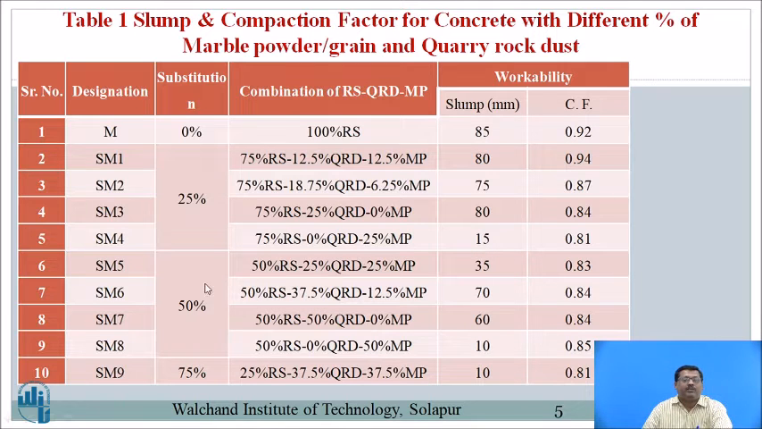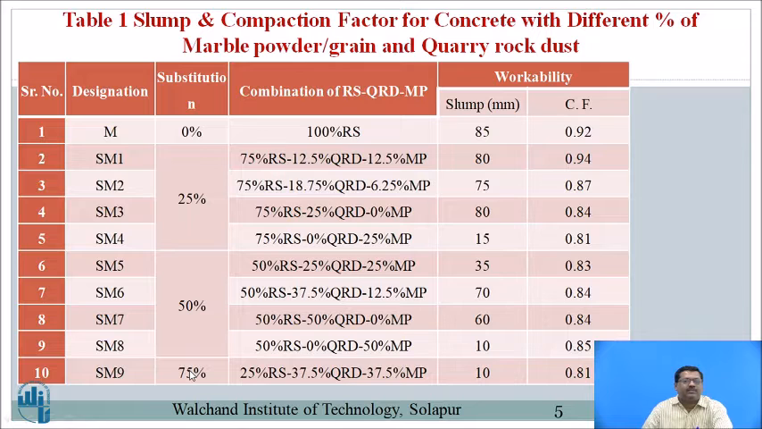Let us go for the 50% substitution. 4 mixes are there from SM5 to SM8. Now if you observe, the slump has reduced from 85 to 35, and in which good slump we have got for this mix, that is SM6 and SM7. We have got the proper compaction factor also for SM6 and 7. What is SM6 and 7? In which 50% river sand, 37.5% quarry rock dust, 12.5% marble powder. So we can see here the marble powder percentage has reduced. That's why the slump has increased.